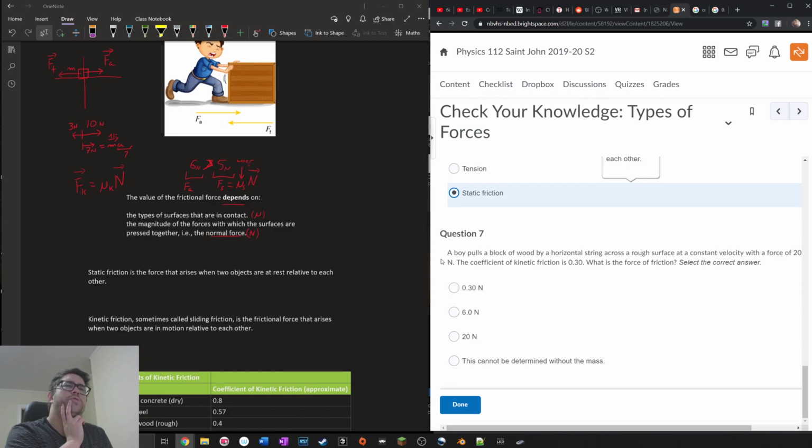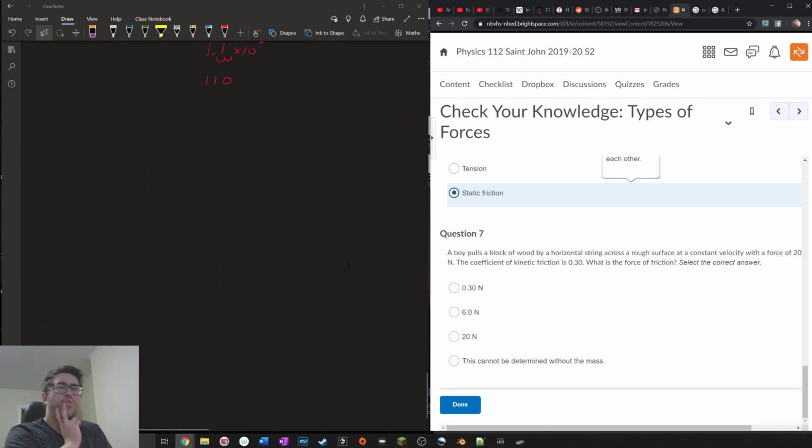A boy pulls a block of wood. Oh, we have a real problem. A boy pulls a block of wood, M equal unknown. We'll just write M. Across a rough surface at a constant velocity. Nice. So constant velocity tells us that the AX is 0. That's the constant velocity V. So M, V, they don't change. A equals 0, or AX. AY is already 0. We don't know that yet, but most of the time AY is 0, unless it's moving up or down.